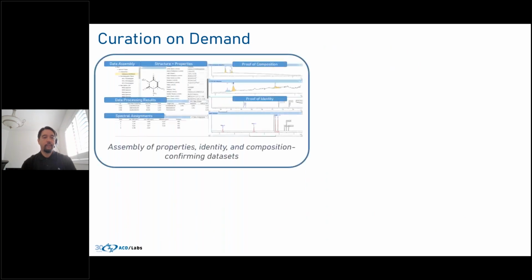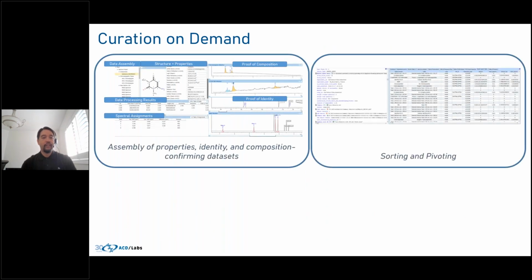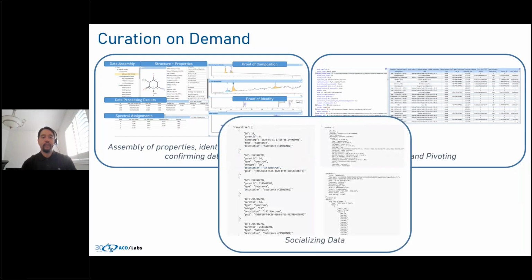So to summarize this portion, having these views to browse, comparative browse, creating these sorted and pivoted tables, and then socializing the results through JSON or any type of format that is needed to be shared to, let's say, a BI interface such as Spotfire.